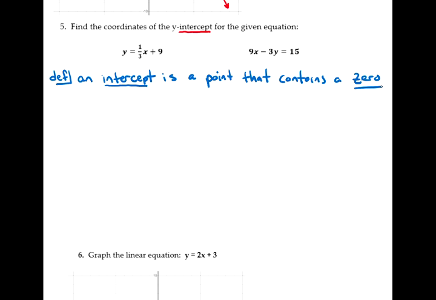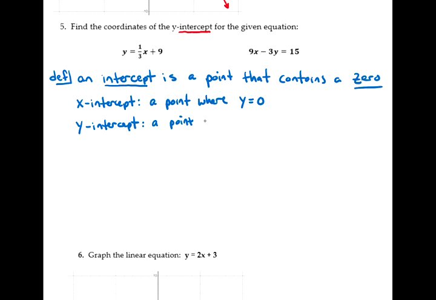And now specifically, since there's two axes, there's the x-axis and there's the y-axis, so we could talk about the x-intercept. And we could talk about the y-intercept. So the x-intercept is a point where y is equal to 0. Because if y is equal to 0, that means the point is on the x-axis. So intercepts are points that contain a 0, and that means they're going to be on either the x-axis or the y-axis. And the y-intercept is a point where x is equal to 0. And that's what we're going to use for this problem. Find the y-intercept for the given equations.